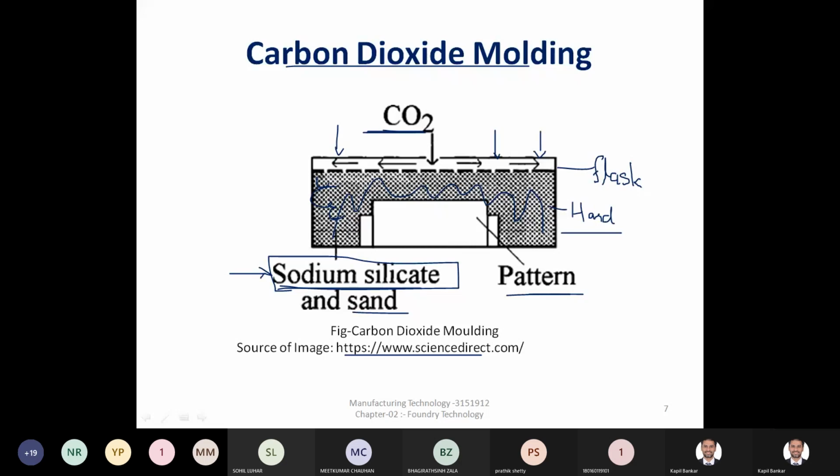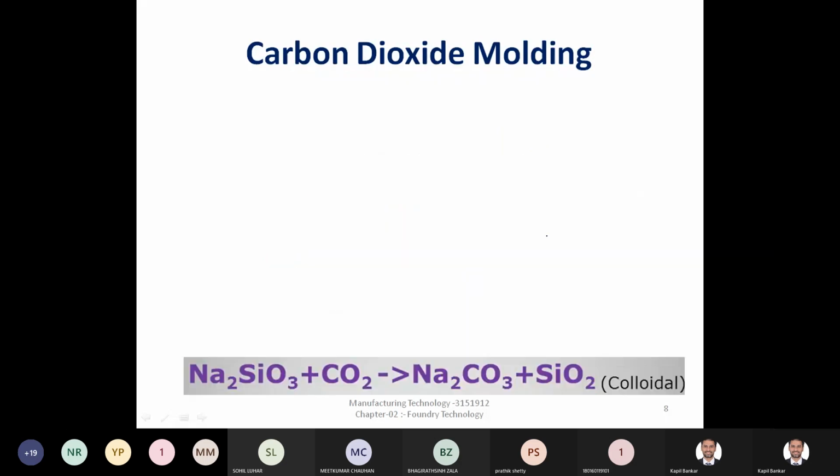And once the mold is hardened, remove the pattern from the mold, so a cavity is generated, and that cavity can be used for the further molding process. So this is a carbon dioxide molding process image, and this is the reaction done in this process.